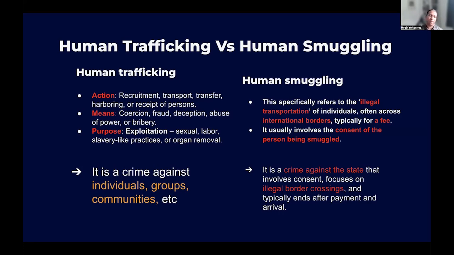And the purpose is basically exploitation, and exploitation of different kinds: sexual exploitation, labor exploitation, slavery-like practices, where some people, the victims, are owned by another person, the trafficker, as we call them, and they're used by these traffickers for various purposes, for profit, for sexual gratification, and in some cases organ removal as well, or what is commonly called organ harvesting.